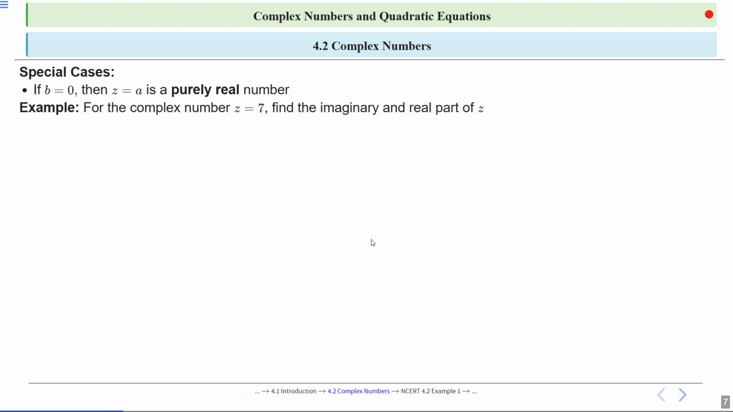Let's look at an example to make this clearer. Suppose we have the complex number Z equal to 7. We will find both the real part and the imaginary part of Z. See how it fits the form Z equal to A plus iota B.